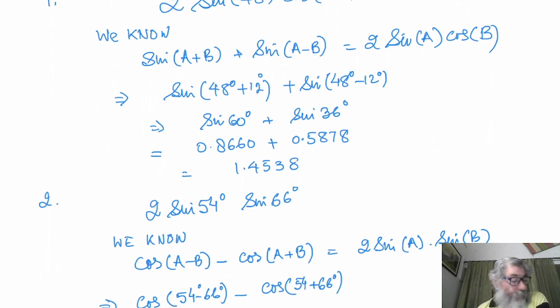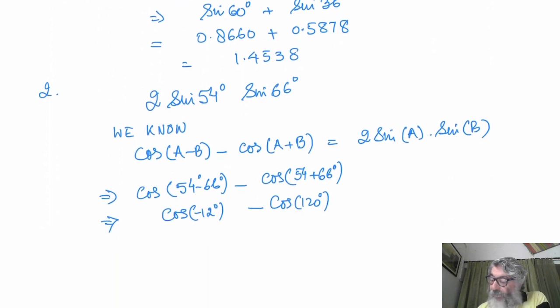It will become how much? Cos minus 12 degree minus cos 120 degree. Now, cos minus theta is cos theta. It doesn't make any difference, because in the fourth quadrant, cos and sec are positive. So cos minus theta is cos theta. So it will remain cos 12, and minus cos 120. Now 120 can be written as what? Cos 180 minus 60.